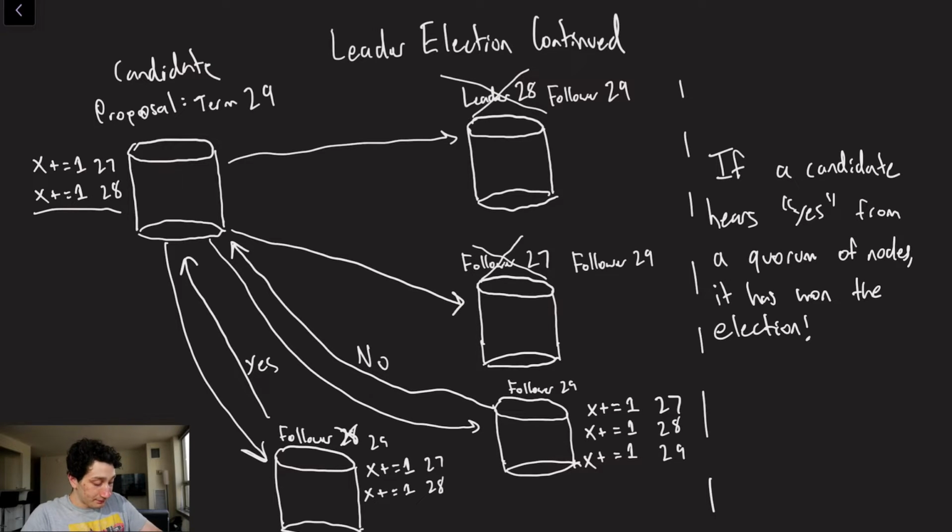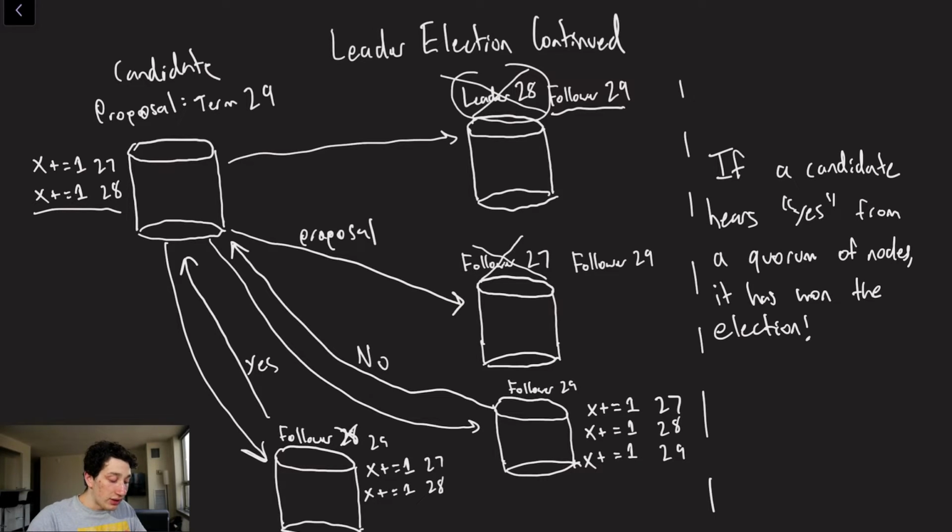So let's say the message actually gets to the previous leader, right? If the previous leader receives a message from a potential candidate saying, hey, you're no longer the leader, well, then the only thing that leader can do is say, shoot, I guess I'm no longer the leader. So it's going to change its status to a follower for term 29. Another possibility of what's going to happen is that the node that receives this kind of proposal is just going to be a follower from a previous epoch.